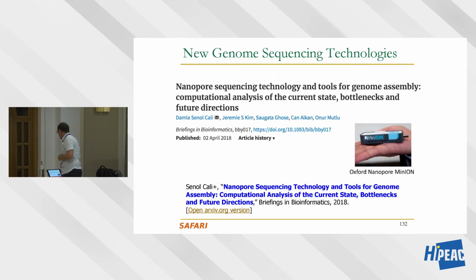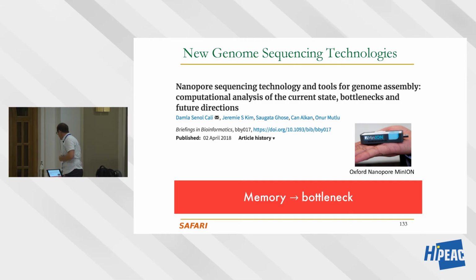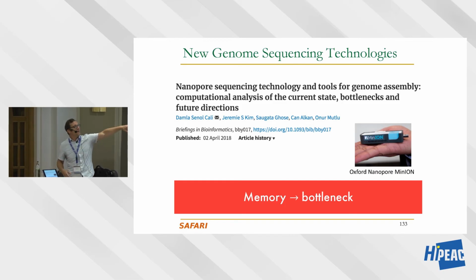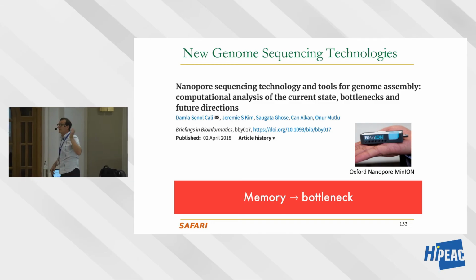And I mentioned this paper already, where we showed that there's a big memory bottleneck. This is actually a paper that we wrote in 2018 on bioinformatics, where we studied essentially all of the tools that are used commonly to do genome analysis, and we found out that most of them are bottlenecked by memory. You can take a look at that work.